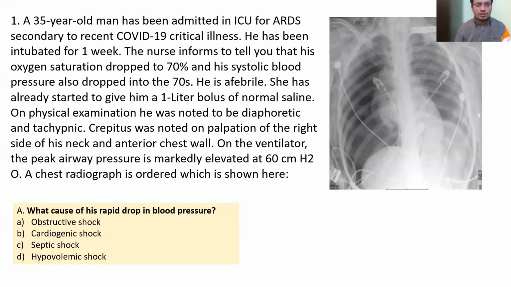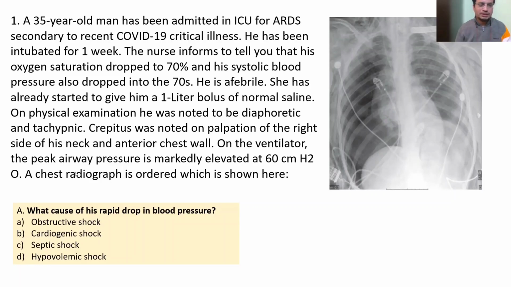The nurse informs you that his oxygen saturation dropped to 70% and his systolic blood pressure also dropped into the 70s. He's febrile. She has already started to give him a 1 liter bolus of normal saline. On physical examination, he was noted to be diaphoretic and tachypneic. Crepitus was noted on palpation of the right side of his neck and anterior chest wall.